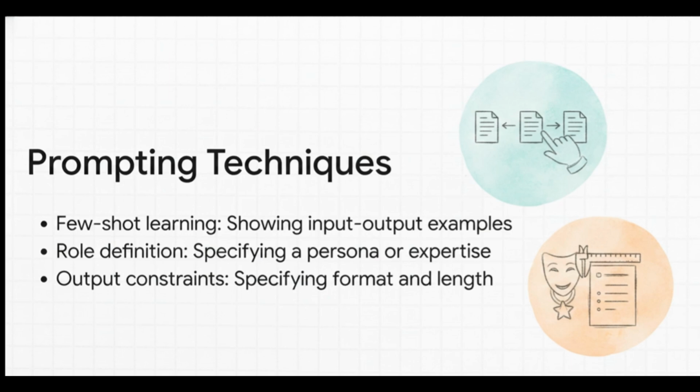Take few-shot learning. This allows you to teach the AI what you want simply by showing it a couple of examples of your desired input and output. Then there's role definition, which sets the baseline. You can literally tell it to explain quantum mechanics to you as if it were Richard Feynman. And lastly, output constraints. These are a lifesaver. They ensure you don't get a rambling 5-page essay when all you actually needed was a strictly formatted JSON file or a brief bulleted list.